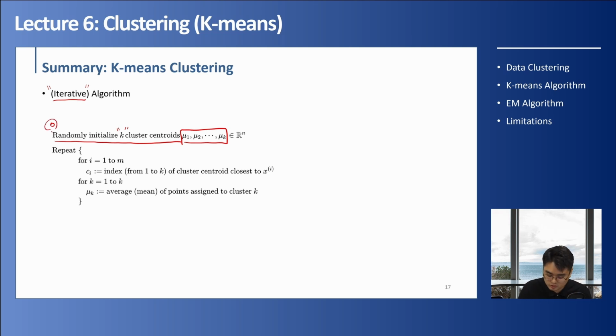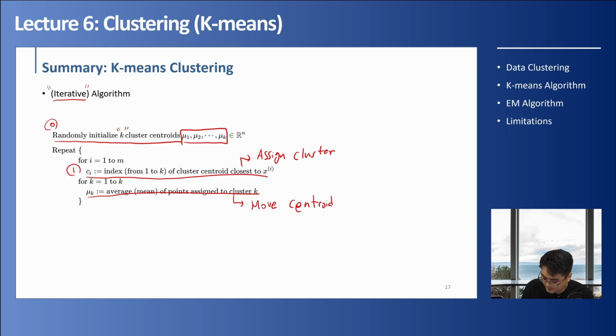And then what we need to do is assign our cluster. That will be step 1 that we learned in the previous slides. And here we need to move our centroids by recalculating the mean points. So this is for moving our centroid, and this was step 2 that we learned in the previous slide. And we're going to repeat 1 and 2 until we have some converged centroids of the clusters.